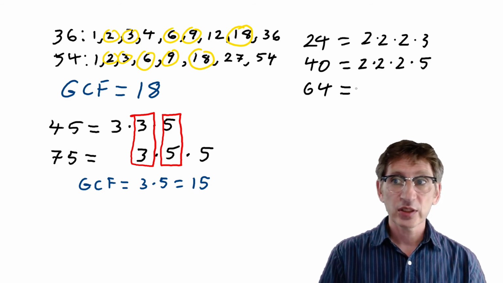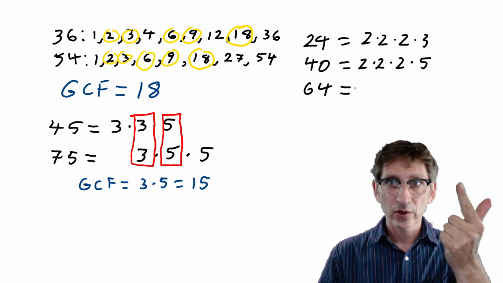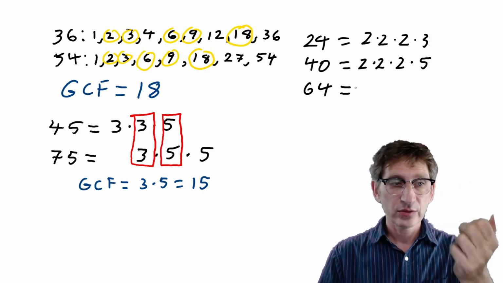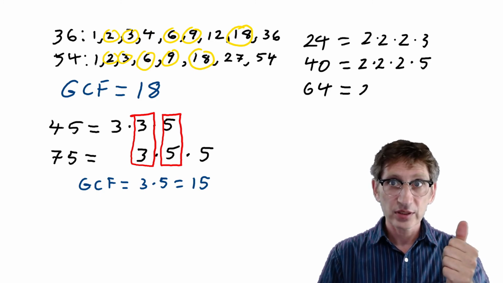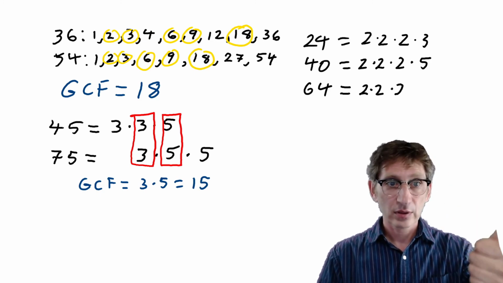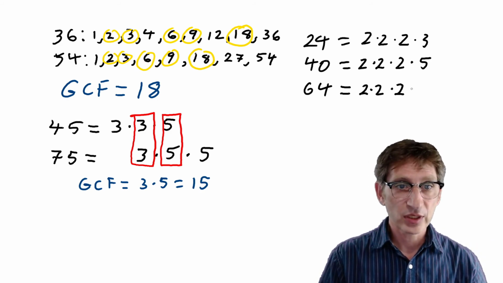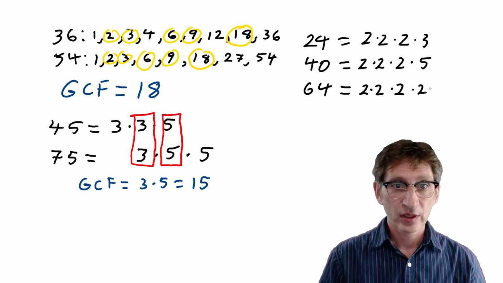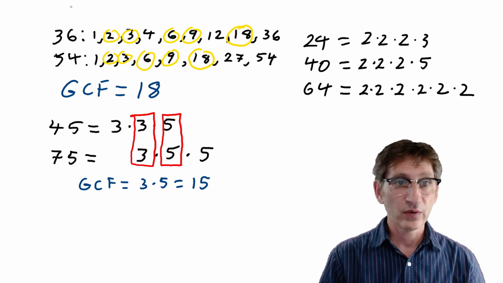64. 64 is 2, 4, 8, 16, 32, 64. It's 2 to the 6th.